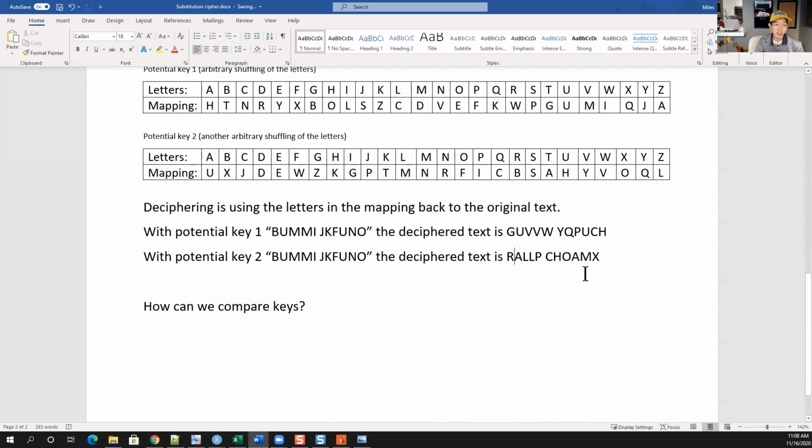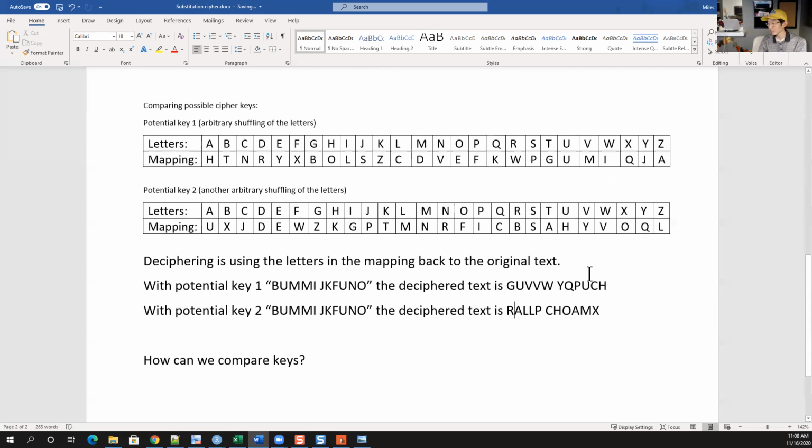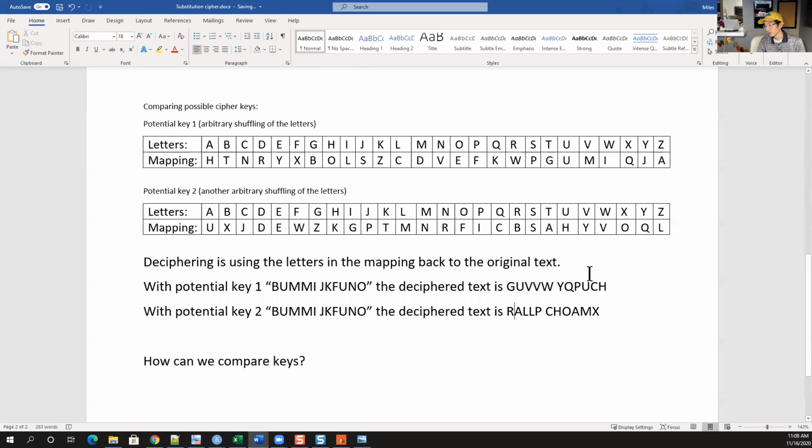Neither of these translate to "hello friend," but we might be able to at least compare these and say one of these potential keys is better than the other. I think we would agree, right? As far as this one, even though it's wrong, it looks like it gets us a little bit closer to the original message than the one that produces this, right?